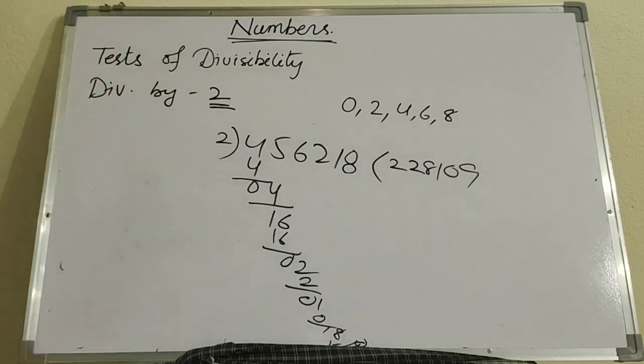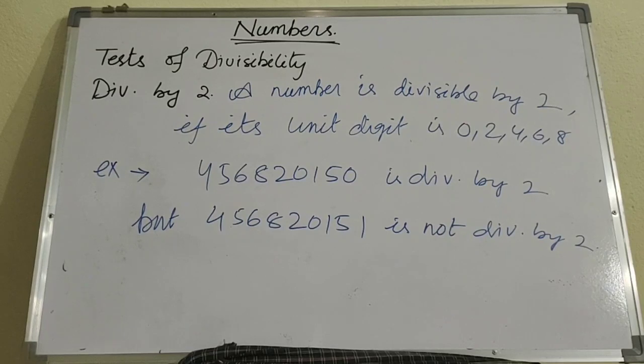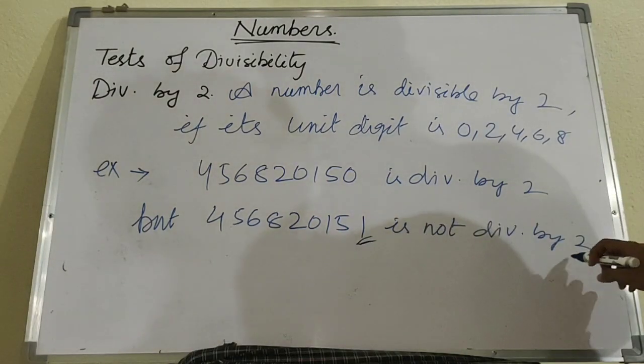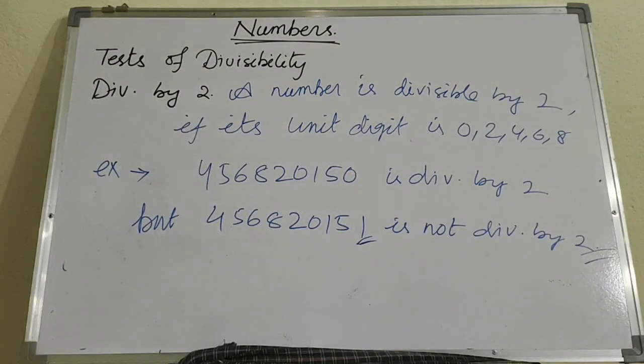Next is the divisibility rule for 3. Before proceeding, let me recap the rule for 2: a number is divisible by 2 if its unit digit is 0, 2, 4, 6, or 8. Like the example I gave, 456820150. In the unit place it is 0, so it is divisible by 2. And in the next number the unit place has 1, so it is not divisible by 2. So let's go to the next rule, the divisibility rule for 3.